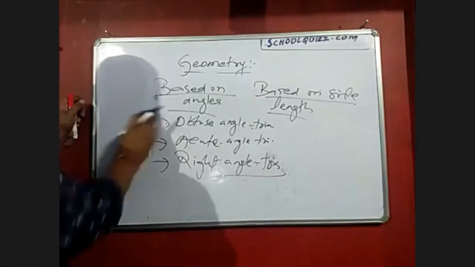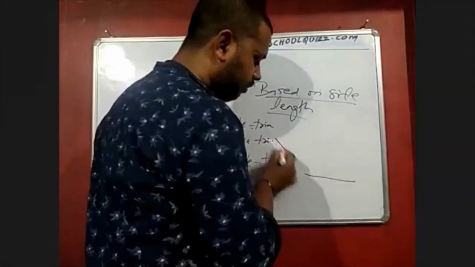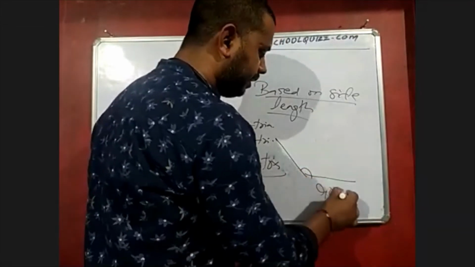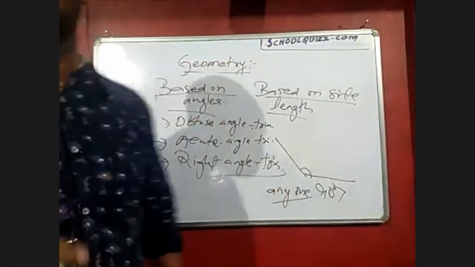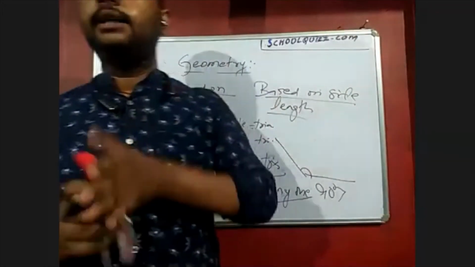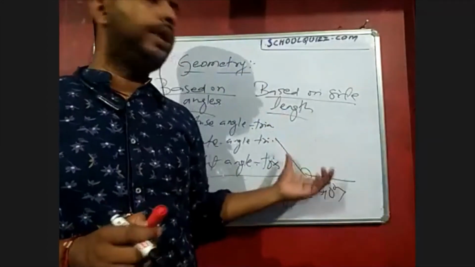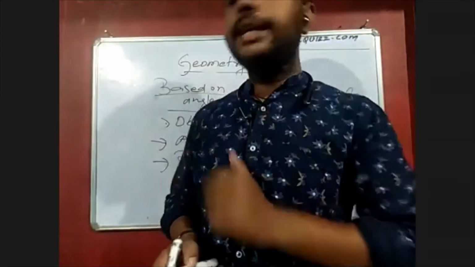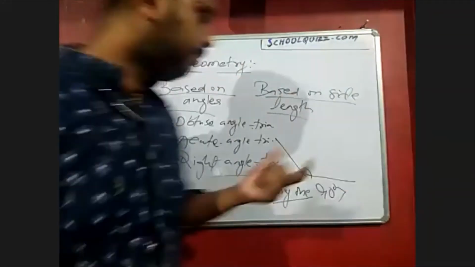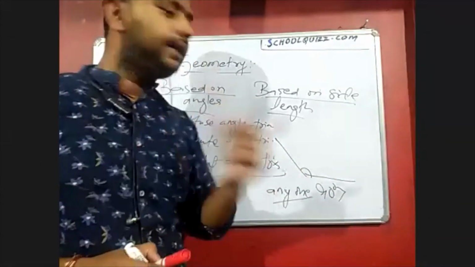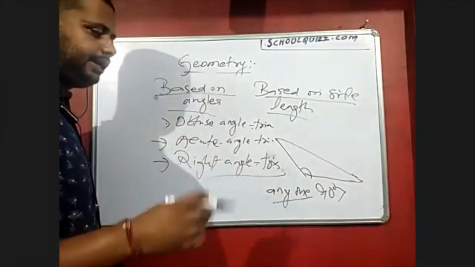Suppose I ask, what is an obtuse angle triangle? Suppose three line segments are there and any one angle is more than 90 degrees. Because we know the sum of angles of a triangle is 180 degrees. Suppose one angle is more than 90 degrees, so the sum of the other two angles must be lesser than 90 degrees. Then there is no possibility of two angles being more than 90 degrees. So one property is that obtuse means only one angle is more than 90 degrees, and that triangle is called an obtuse angle triangle.